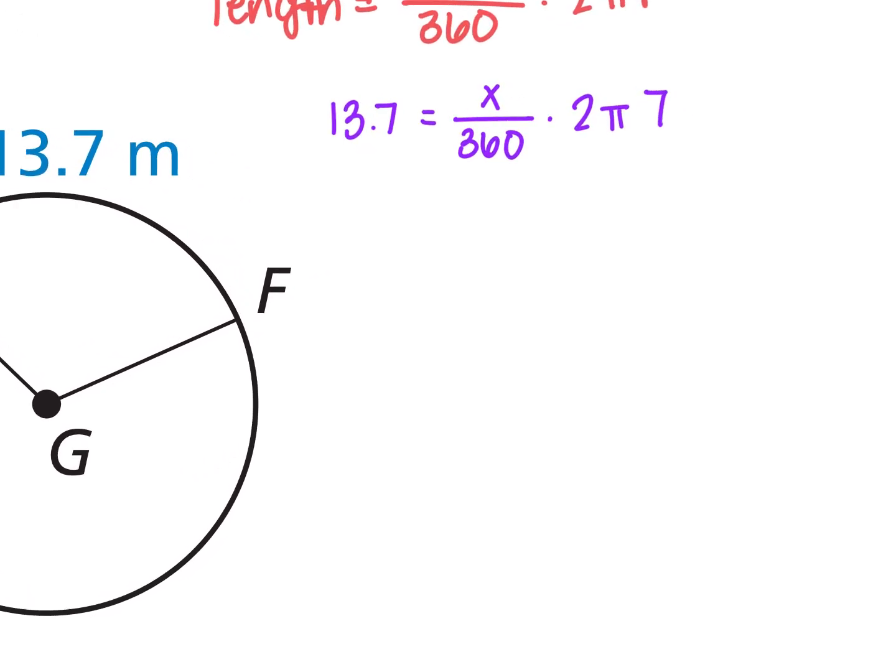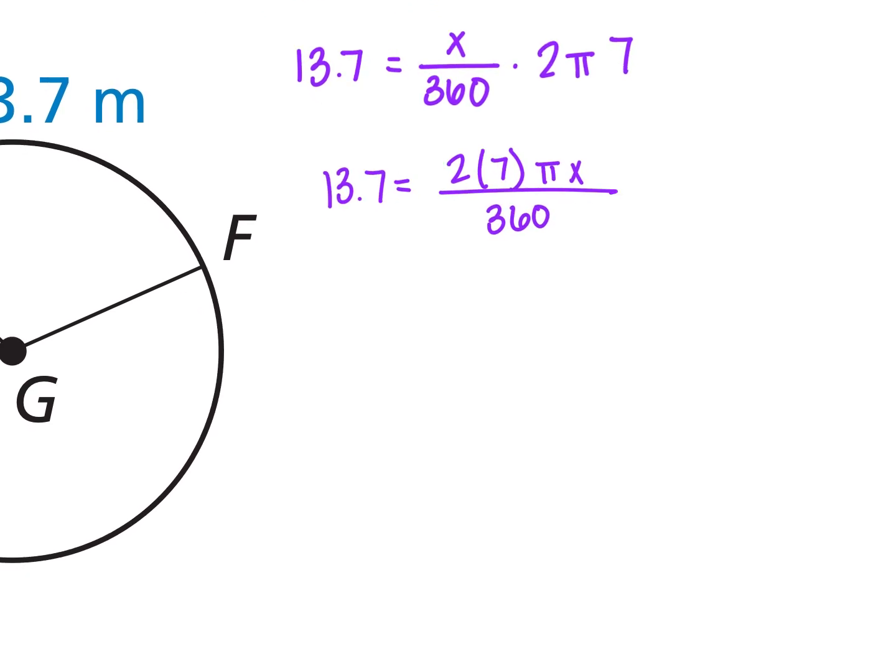We could have, again, solved multiple different ways. I'm going to solve it as 13.7 equals 2 times 7 times pi x. Multiplication, it doesn't matter what order you multiply in as long as you're multiplying the correct numbers. And I'm dividing it by 360. I'm then going to multiply 2 times 7 times pi. I'm going to get 43.982x divided by 360. And keep in mind that still equals 13.7.